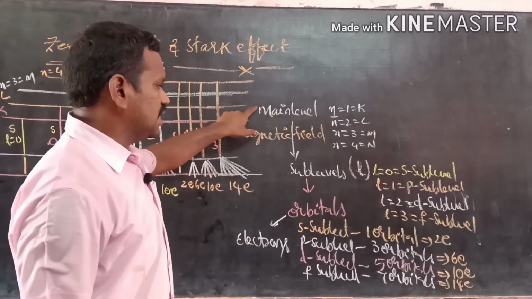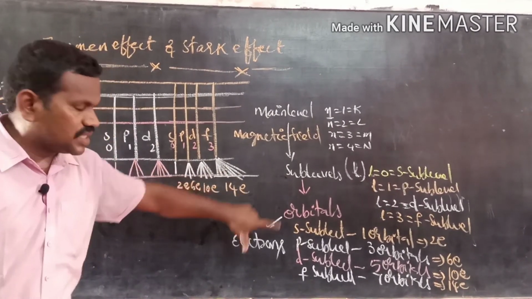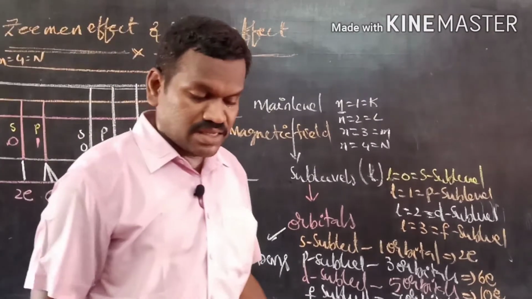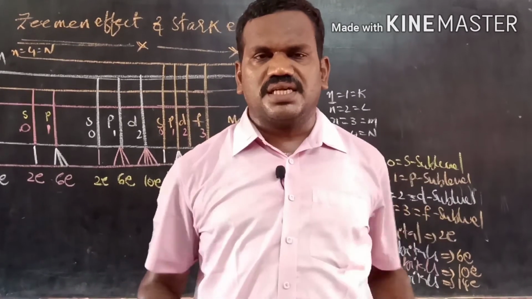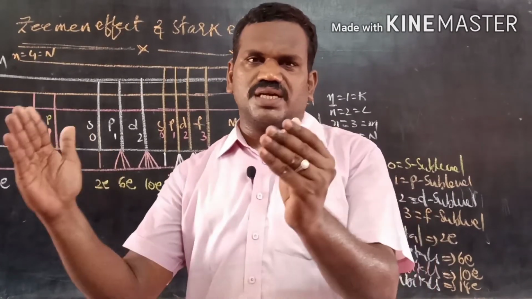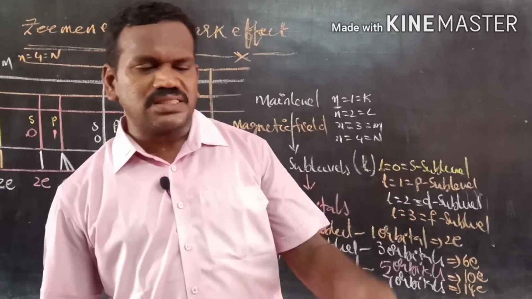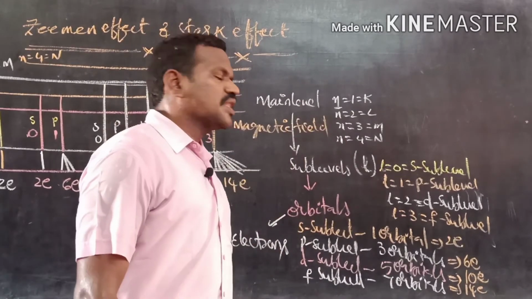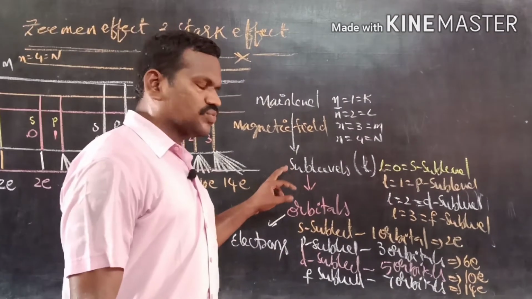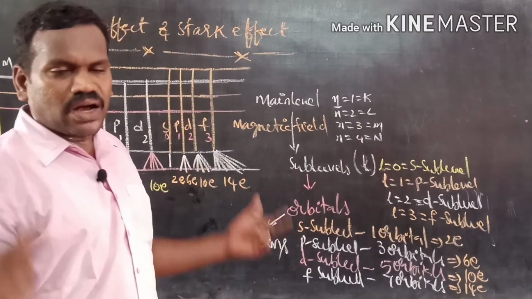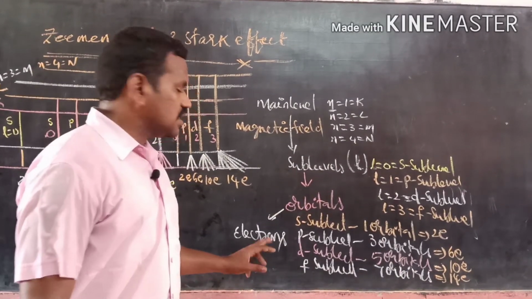This means main levels are divided into sublevels, sublevels divided into orbitals, and orbitals can accommodate electrons. What does it mean? We can compare this with main roads and streets. In a street, houses are there, houses have rooms, and inside the rooms persons are there. Like that, if we consider the street as a main level, the house becomes a sublevel, inside the house rooms are present, and we can compare the rooms with orbitals. The persons staying in the house we can compare with the electrons.